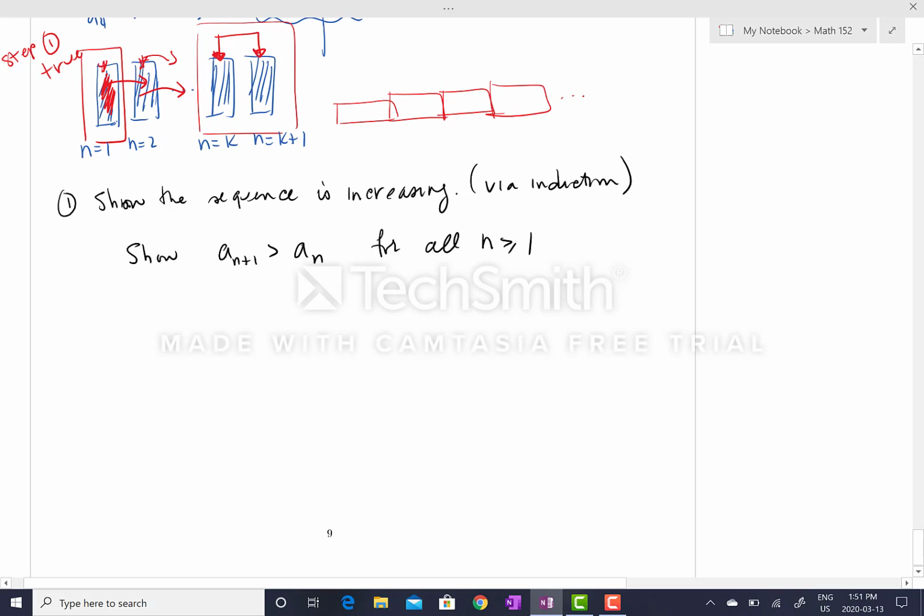Okay, so I'm going to take a look at when n equals 1. That's our base case. Is it true when n is equal to 1? Well, we've already made the calculations. Handily, we've already made the calculation. So it is true when n equals 1 because a_2 is bigger than a_1 as above. We made the calculation, and it is true.